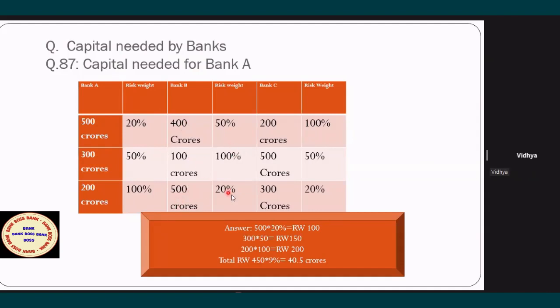Sir, what is the conclusion, sir? Lowest capital is a good bank, sir. 45.9, sir. Yes. Whichever bank is requiring the lowest capital, that bank is the safest bank or strongest bank. And whichever bank we have needing more capital means more risk weight, so that bank carries more risk. Yes. Agreed. Very good.